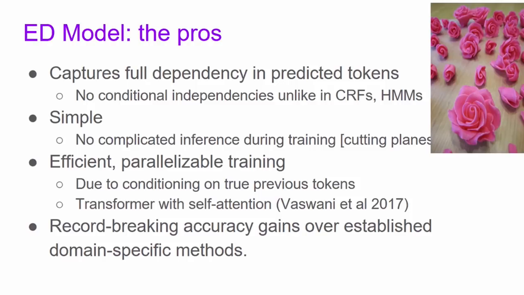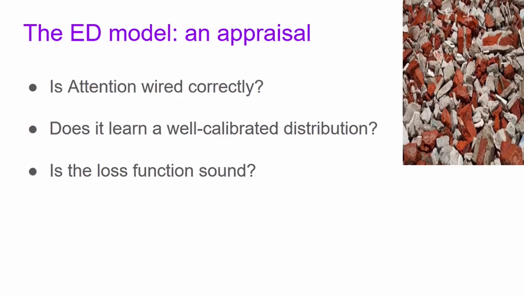If you remember training for CRF models or structured output models, you had to solve complicated inference tasks at the time of training. That is not required in this Bayesian kind of factorization. And of course, you have obtained record breaking accuracy gains across diverse applications. So these are the positives about the encoder-decoder model as currently being used. But we are researchers, we don't want to just rest on our laurels, so let's look at the brickbats. What are the negatives?